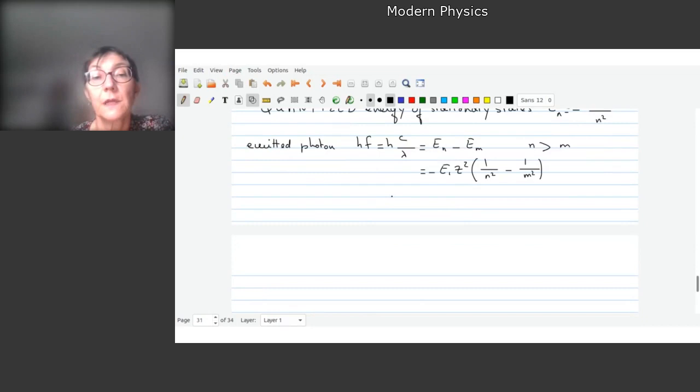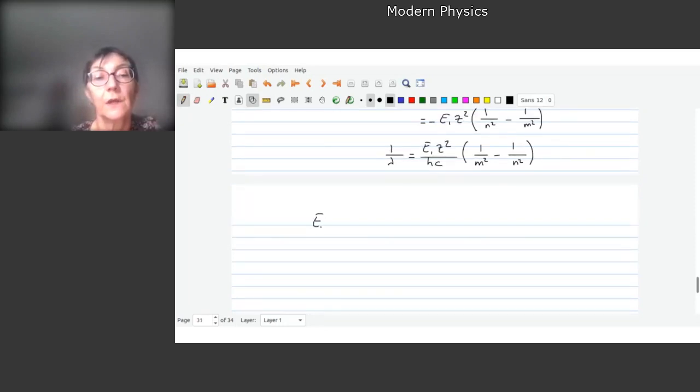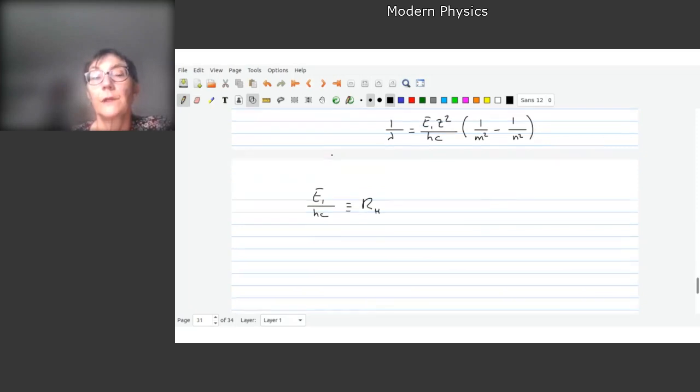And what is the Rydberg-Ritz equation? This is 1 over lambda equal to E1 Z squared over hc times 1 over m squared minus 1 over n squared. And so you can check that E1 over hc is the Rydberg constant for the hydrogen atom. Actually, this is not exactly; I will call it R.